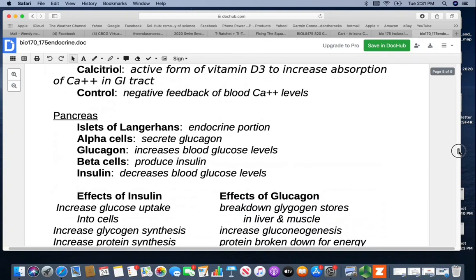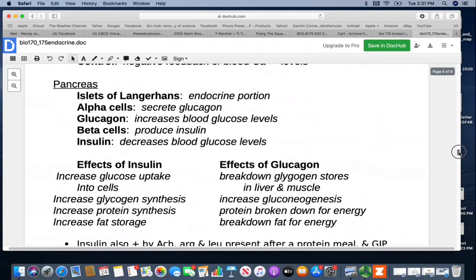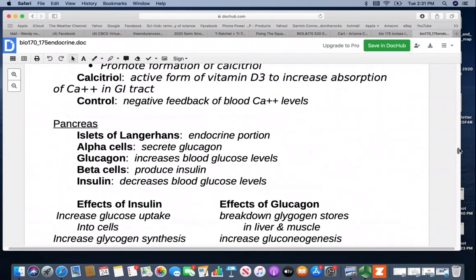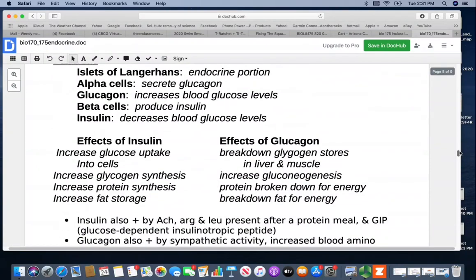So the pancreas is one of those organs that is going to be both endocrine and non-endocrine. The endocrine portion is the islets of Langerhans. The alpha cells are going to secrete glucagon. The way I remember it is glucagon is saying the glucose is almost gone, so it will increase blood glucose levels. The beta cells will produce insulin. Insulin is going to decrease blood glucose levels.